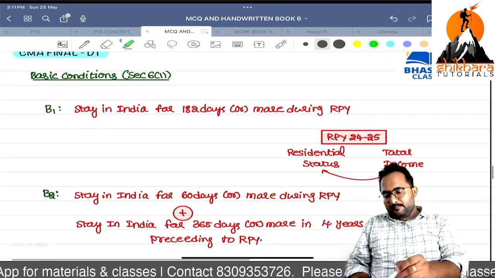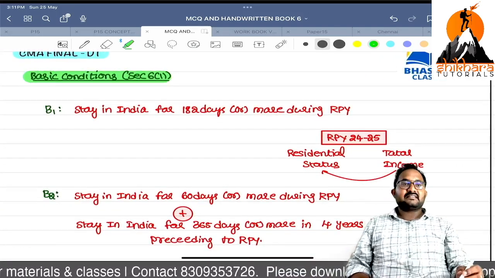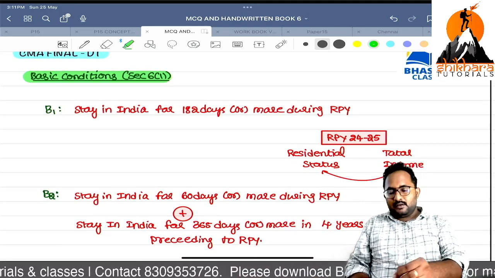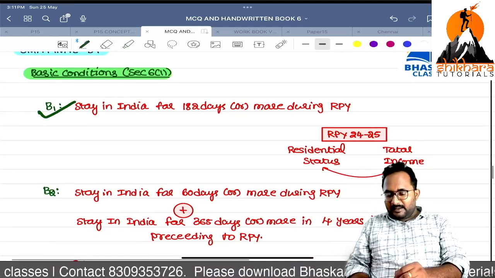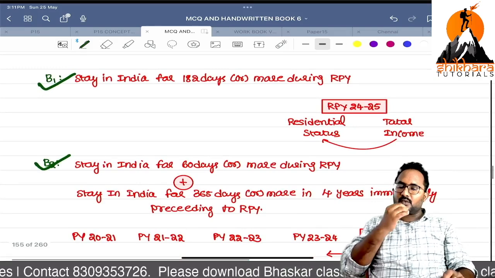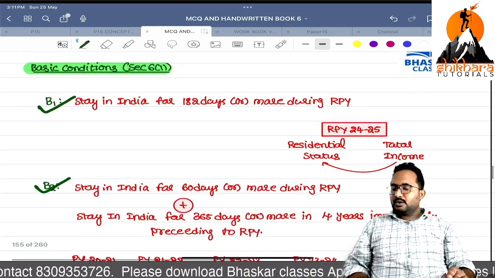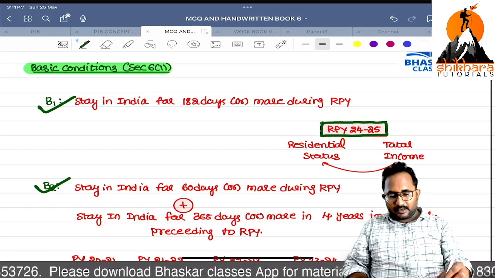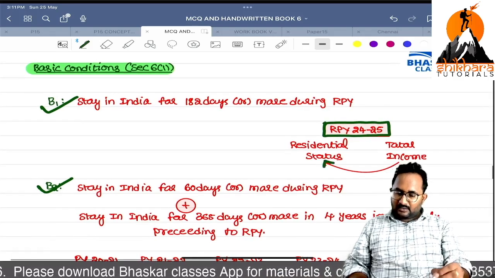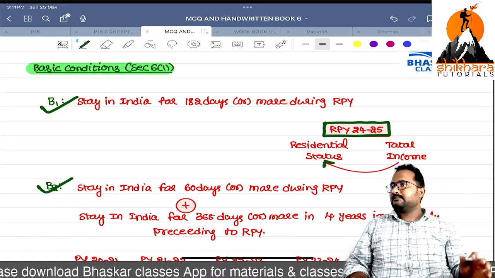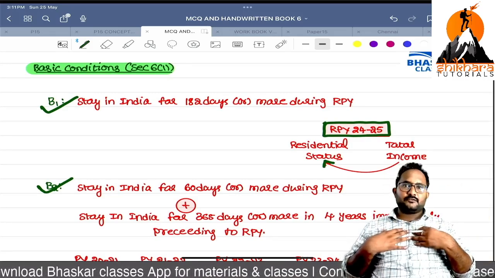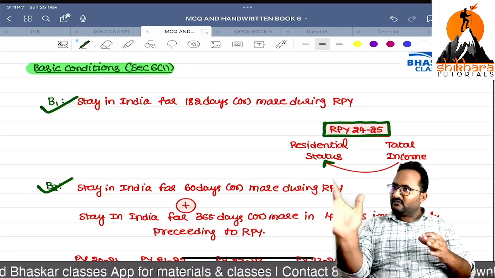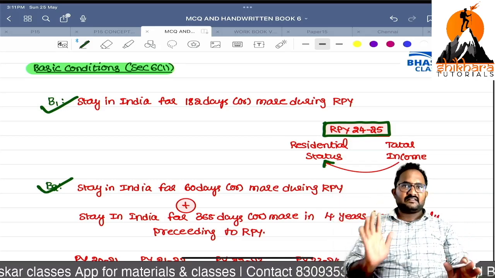Now, basic conditions are mentioned in Section 6, subsection 1: basic condition 1 and basic condition 2. Remember, during the relevant previous year, for which year do we want to calculate the total income? For that relevant previous year only we want to find out the residential status. Sir, if you calculate the residential status for one year, is it fixed forever? No, every year we have to compute the residential status.